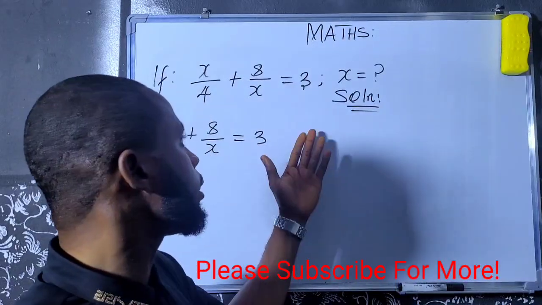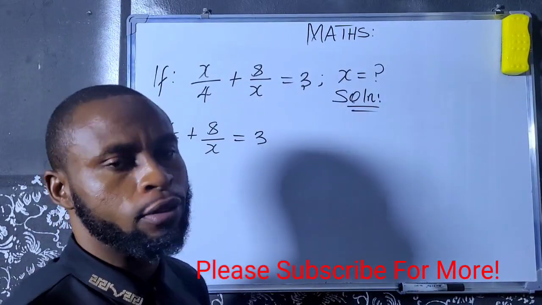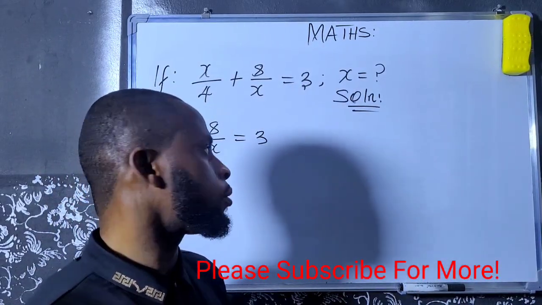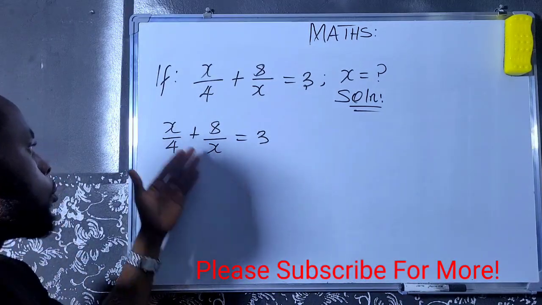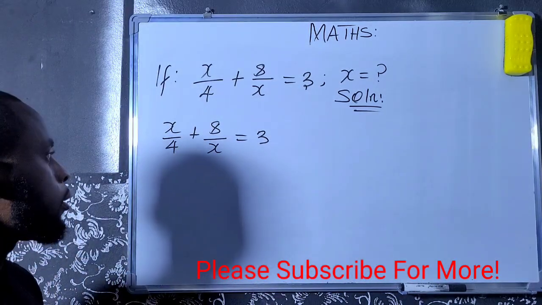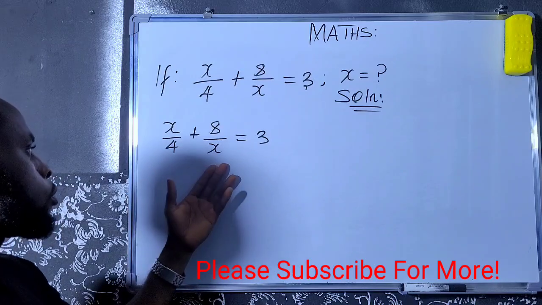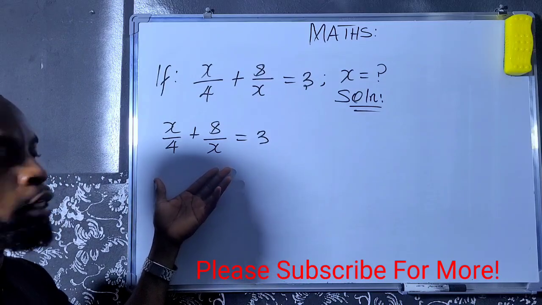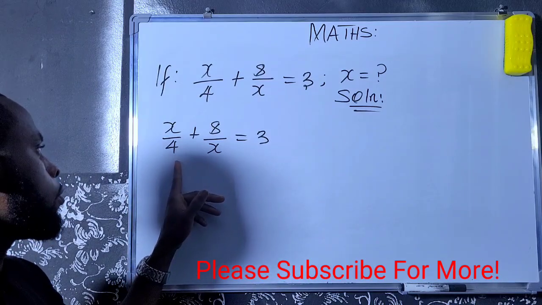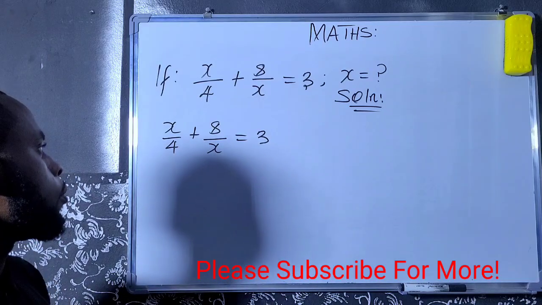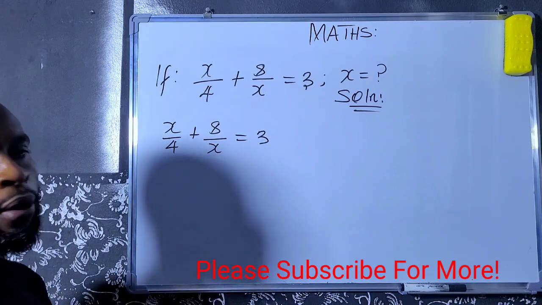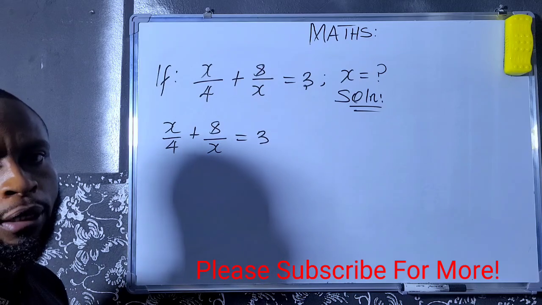Here, we have to find the value of x that will satisfy this equation. The first step to apply here is to get rid of the fraction. Then you need to find the LCM of the denominators. The LCM of 4 and x is 4x.